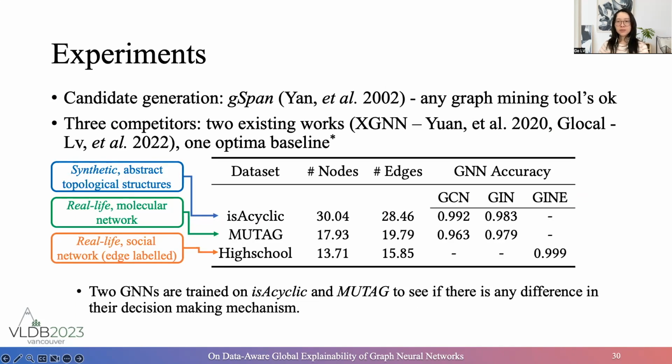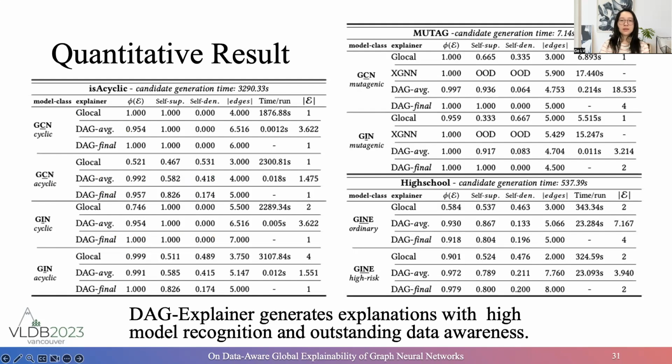For candidate generation, we use the GSPAN algorithm to mine substructures from the training data because it is used by one of the competitors, but essentially any graph mining tool can be plugged in. We compare our method to 2 existing model-level explainers on 1 synthetic dataset and 2 real-life datasets. Furthermore, we trained 2 GNNs on the acyclic and mutex datasets to see if there is any difference in their decision-making mechanisms. Overall, our explainer outperforms the baselines and generates explanations with high model recognition and outstanding data awareness.